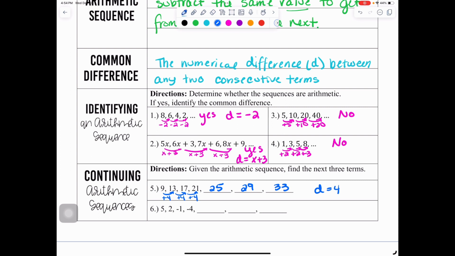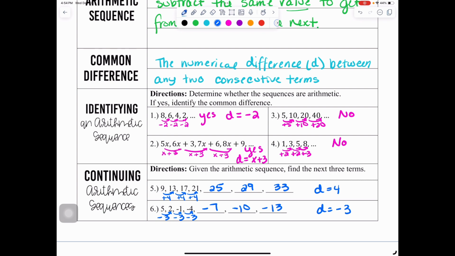In the next one, 5 became 2 by subtracting 3. 2 became negative 1 by subtracting 3. Negative 1 became negative 4 by subtracting 3. So I have a common difference of minus 3, or negative 3, here. So if I continue that pattern, negative 4 minus 3 is negative 7. Negative 7 minus 3 would be negative 10. And negative 10 minus 3 would be negative 13.